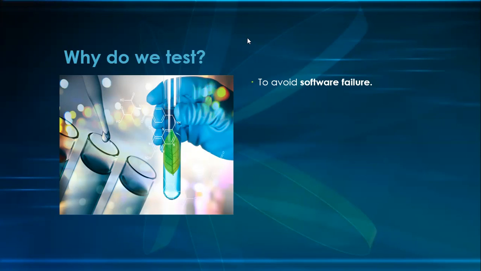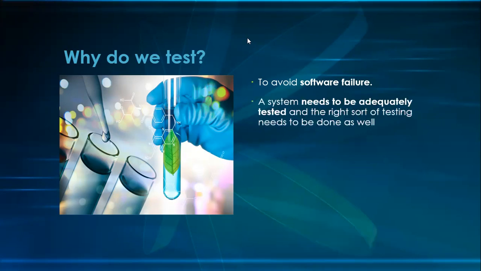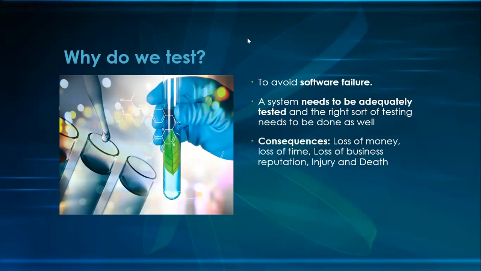So just to avoid software failure, the next thing, a system needs to be adequately tested and the right sort of testing needs to be done as well. Now you might ask me, what is the right sort of testing? We are coming to that. That's why I said there are due processes and procedures to be followed when we are testing. Now, that takes us to the next thing. What are the consequences if we do not test properly? What will happen?